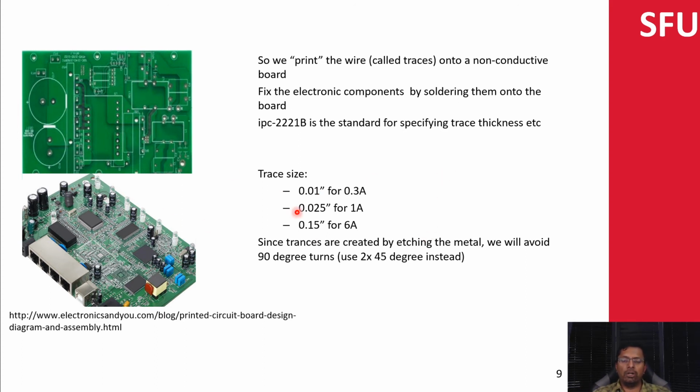The other thing you want to do is, when you have wires, you typically don't want to bend those traces by 90 degrees. Typically, if you want to bend 90 degrees, you do 45 here and 45 here. So that's also useful when you're trying to print the traces in the circuit.